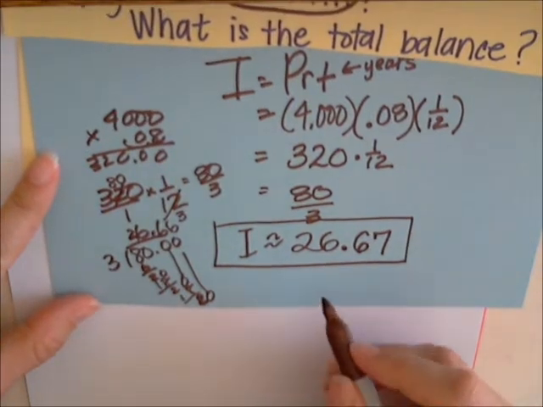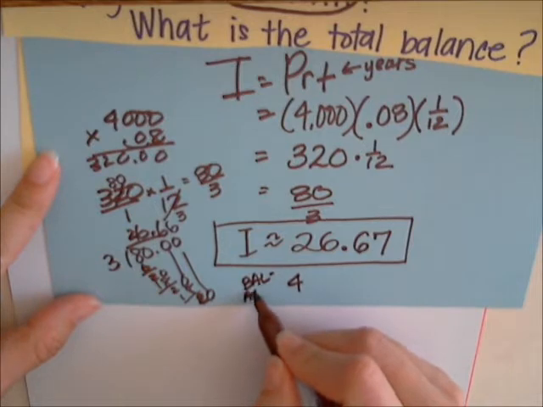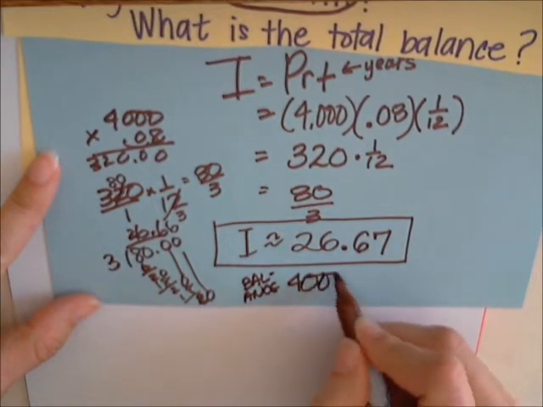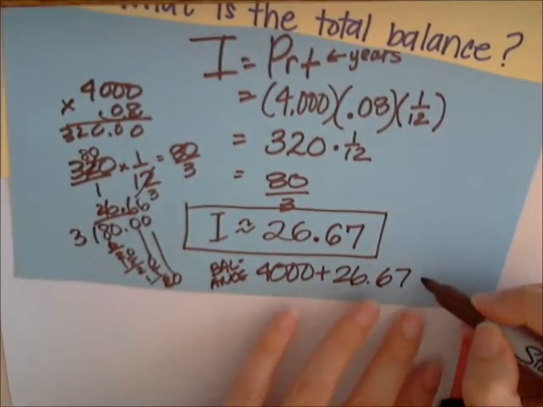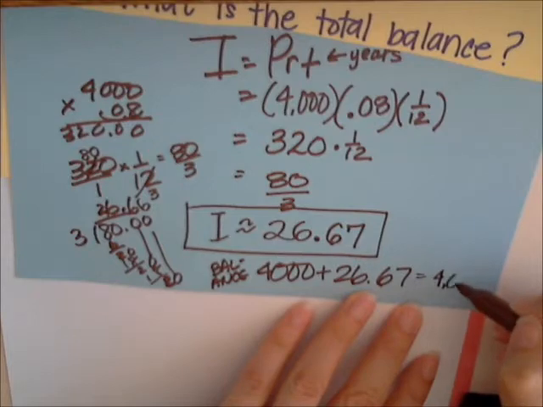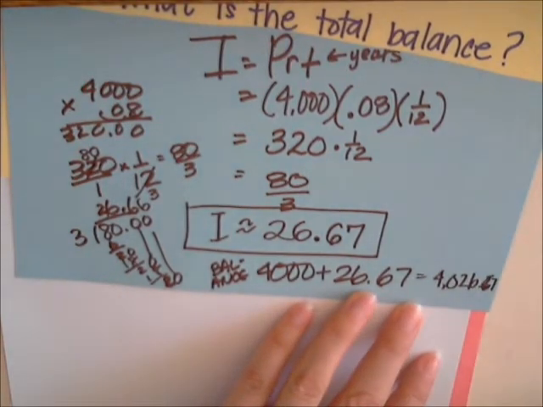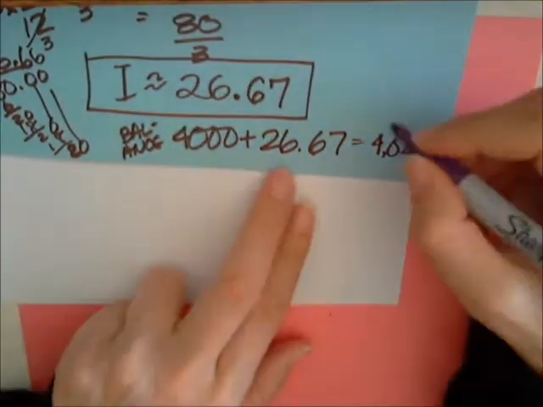My balance at the end of the month is going to be the $4,000. Hold on, let me write balance. It is the $4,000 I borrowed plus $26.67. So I owe the credit card company $4,026.67. Can you see that? Let me make it clearer.